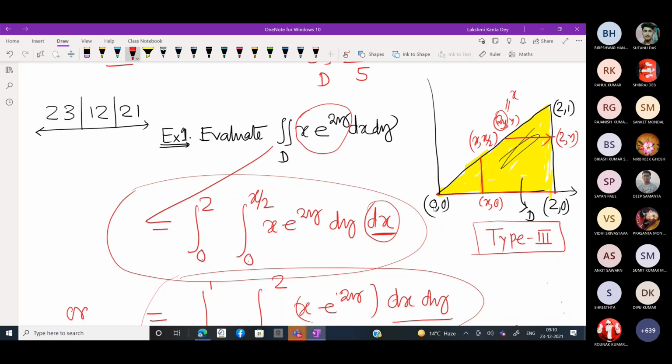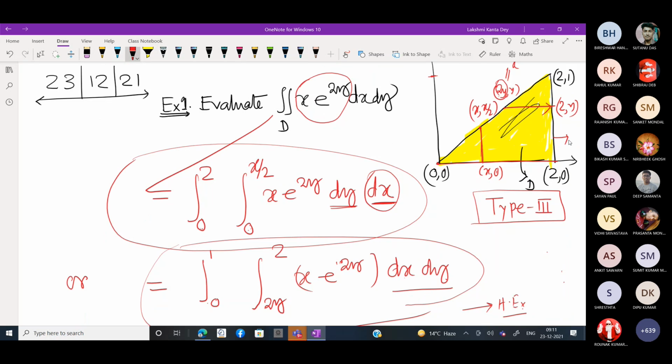So you can either find this repeated integral, or you can find it in this direction also. So what is that? y goes from 0 to 1. And x, the sample point, is (2y, y). So x is equal to 2y. On the other side, x is equal to 2, a constant, so x equal to 2 is this line segment. So x goes from 2y to 2. Then you have to integrate with respect to x first and then y. So you can do either of the two.